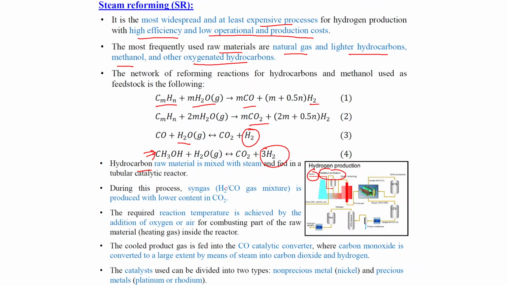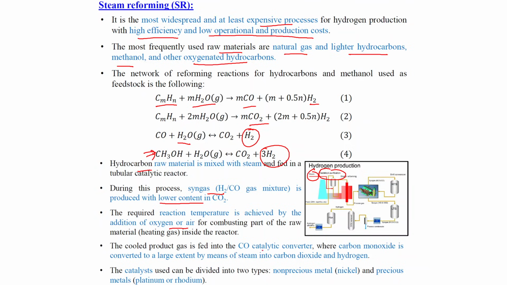So during this process, syngas is produced. Syngas, that is a mixture of hydrogen and carbon monoxide, is produced with lower content of carbon dioxide, and the required reaction temperature is achieved by the addition of oxygen or air. So all this steam reforming takes place in the presence of oxygen or steam, which helps in further increase of the temperature for the further combustion of the hydrocarbon in the presence of steam, for combusting part of the raw material inside the reactor.